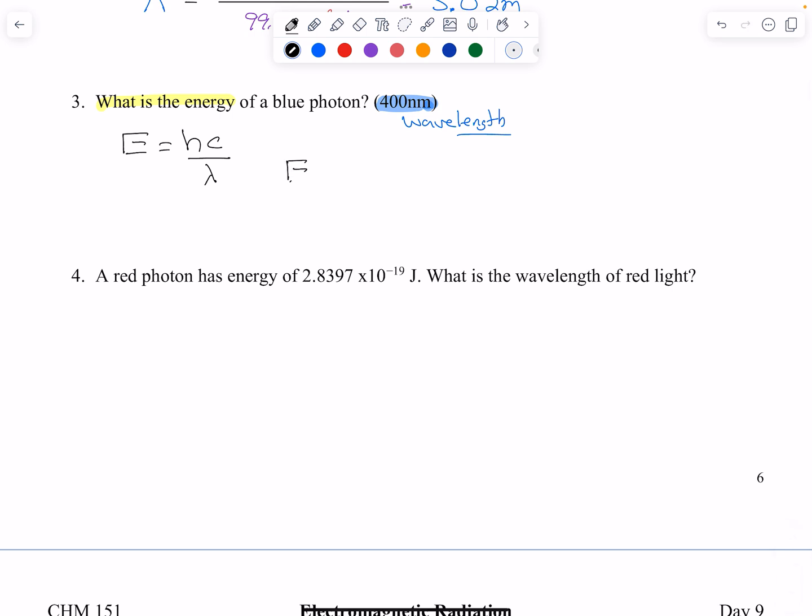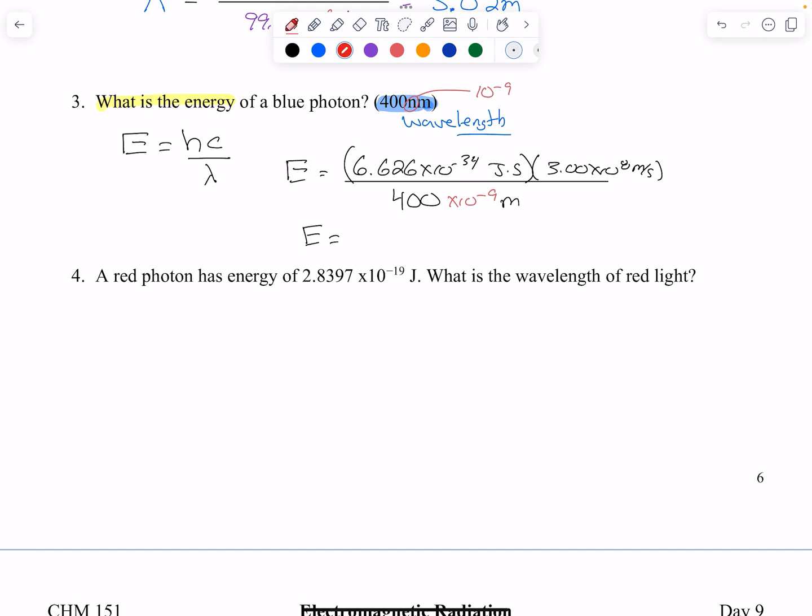So our energy would equal h, 6.626 times 10 to the negative 34 joules times seconds, c, 3.00 times 10 to the 8th meters per second, divided by 400. And again, I got nanometers. That nanometer, 10 to the minus 9, 400 times 10 to the minus 9 meters. That's a horrible M. Let's try that again. There we go. E equals, if I do that, I have 1 sig fig now, right? Because my number comes out 4.9695 times 10 to the negative 19th. 1 sig fig, 5 times 10 to the negative 19th joules.